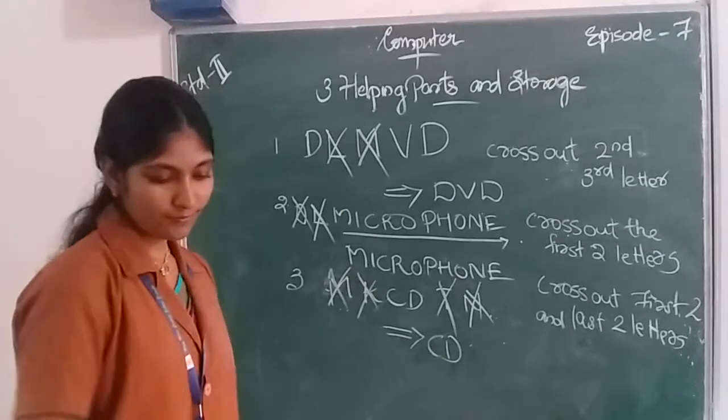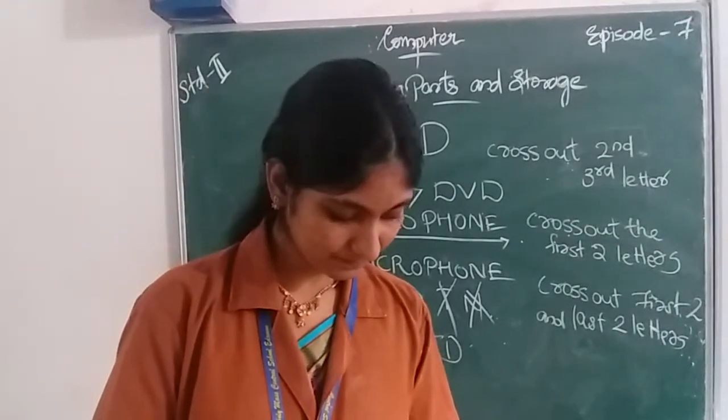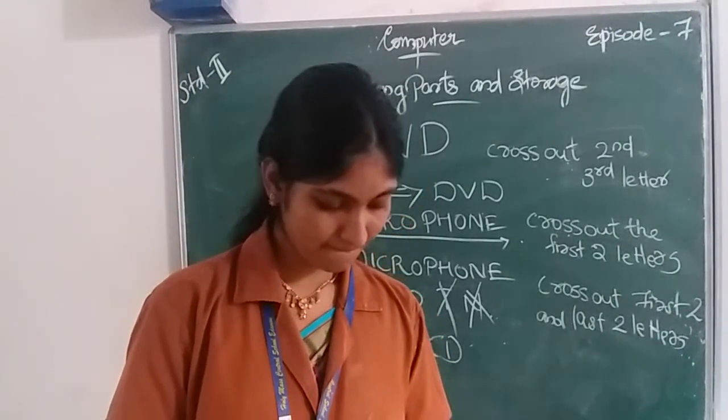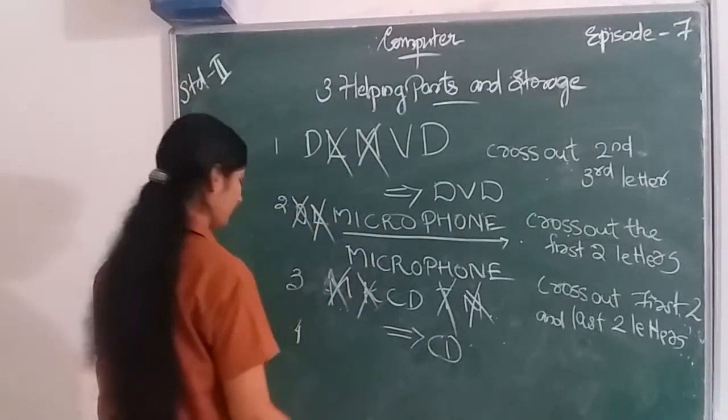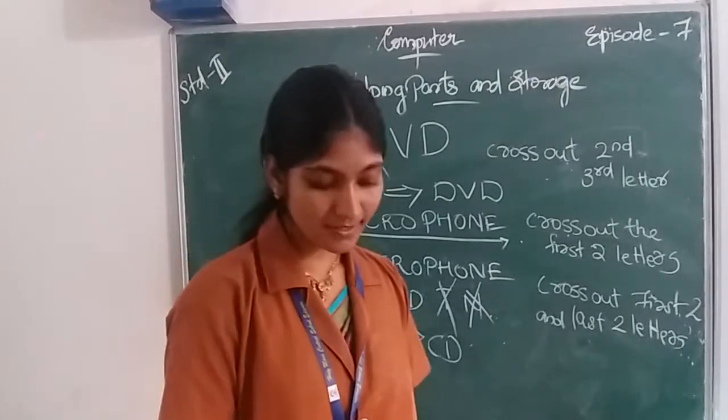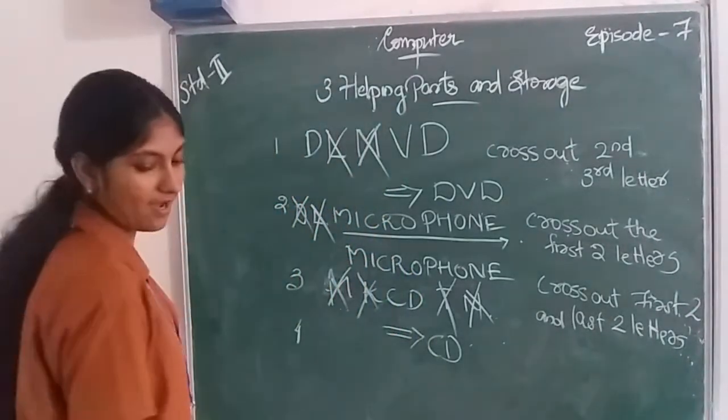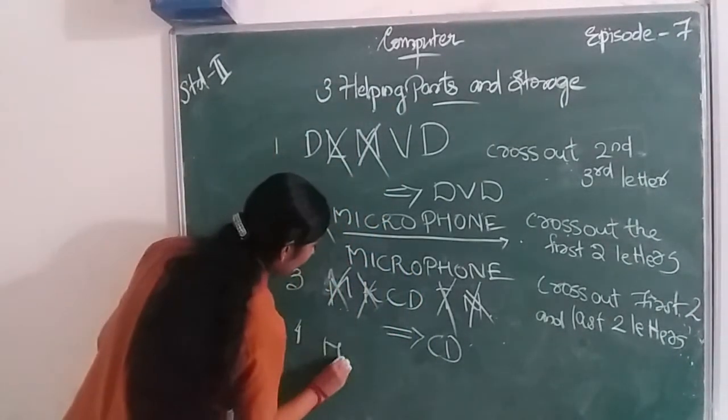Okay. Fourth question. Cross out HPJRI. HP.